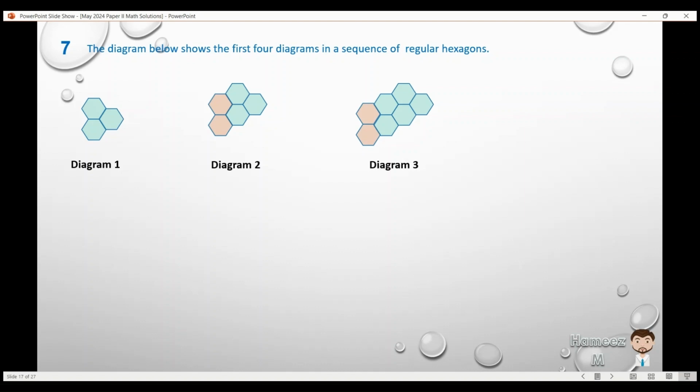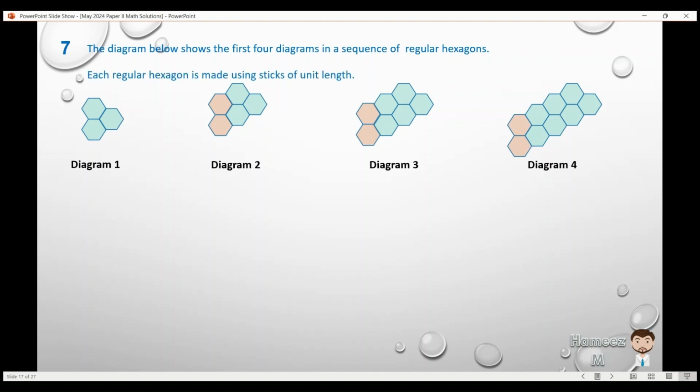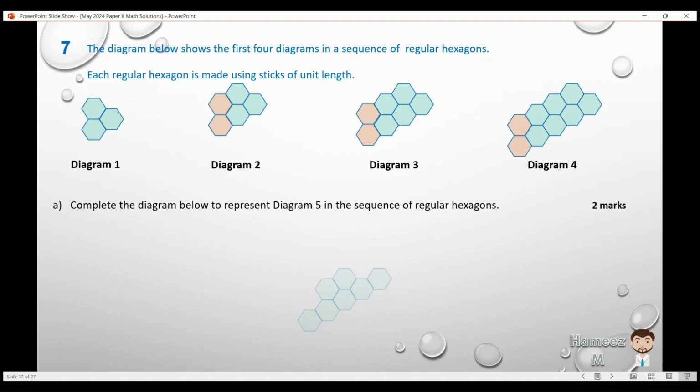And what will happen in diagram 4? Bring up these 3 and 4, 7 hexagons and add 2 more. So if we add 2 more and highlight it, you can see the change from diagram 1 to 2 was adding 2 hexagons, and adding 2 hexagons to diagram 3 and adding 2 hexagons to diagram 4. So hopefully you can pick up the pattern. Each regular hexagon is made using sticks of unit length. Complete the diagram below to represent the diagram in the sequence of regular hexagons.